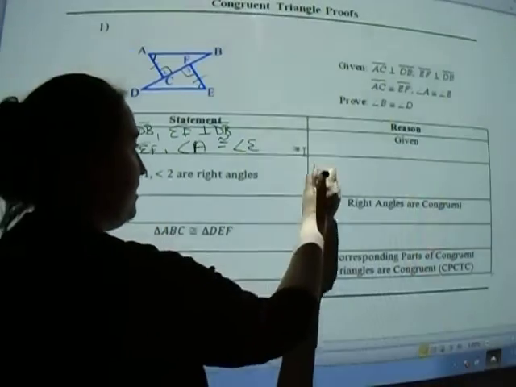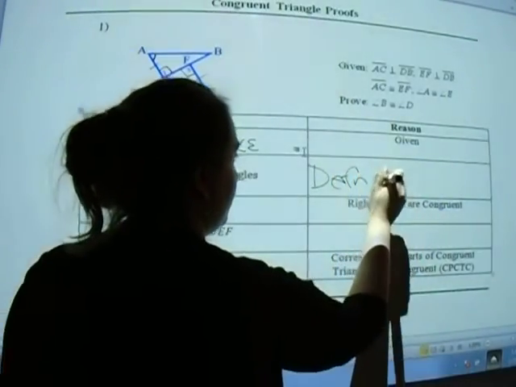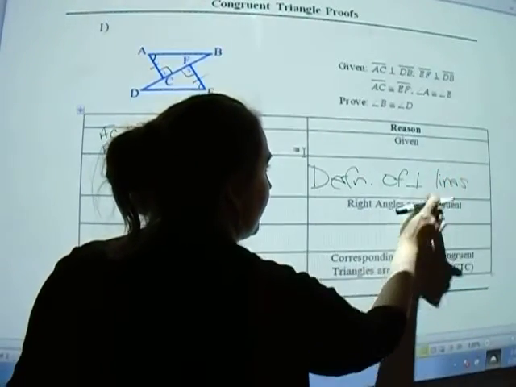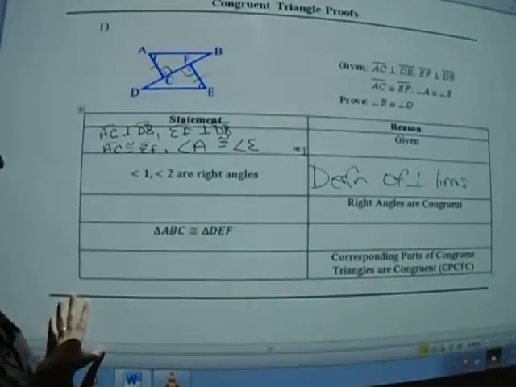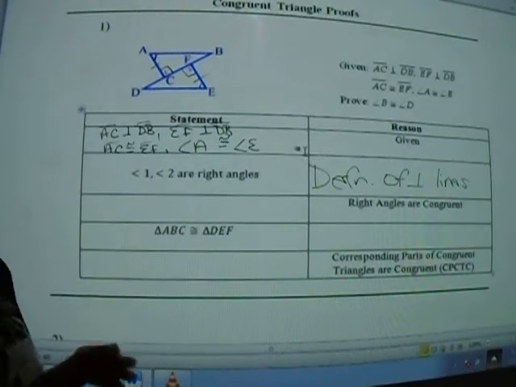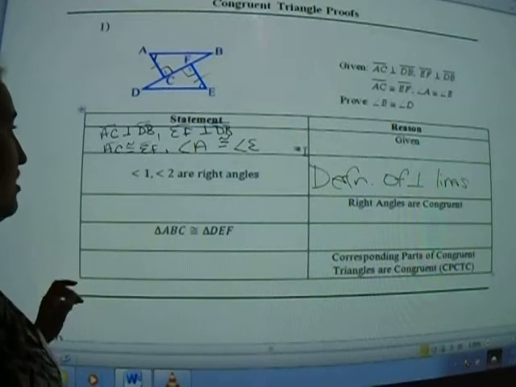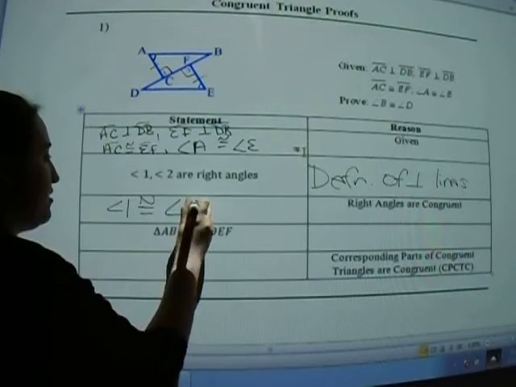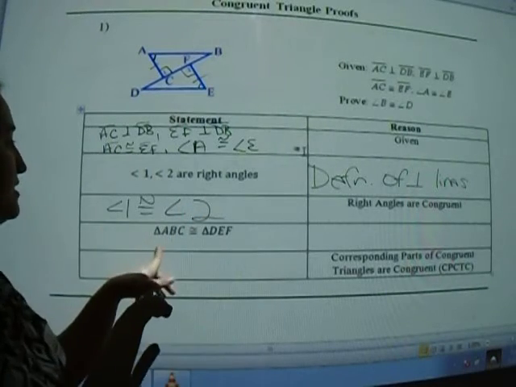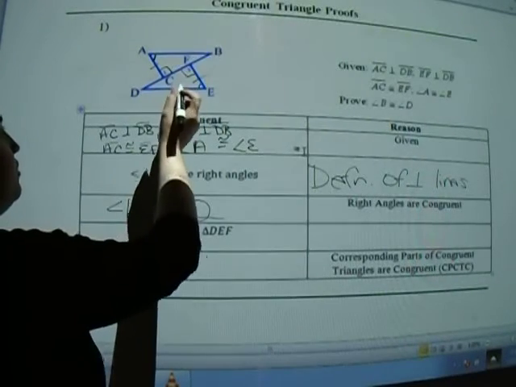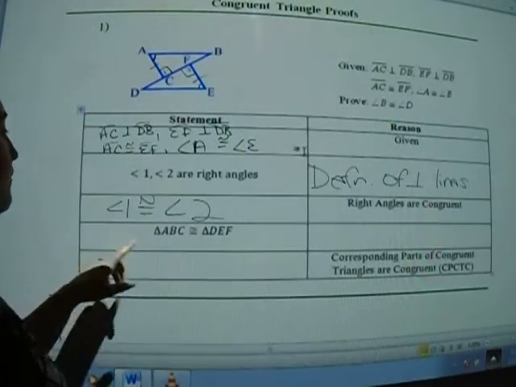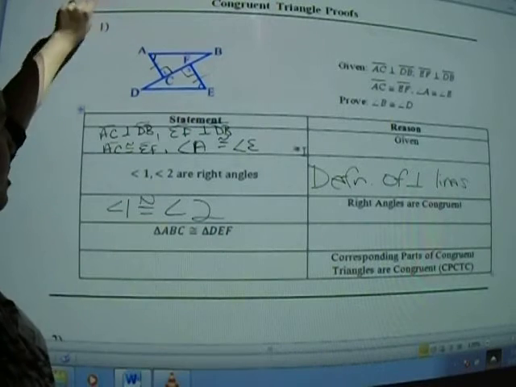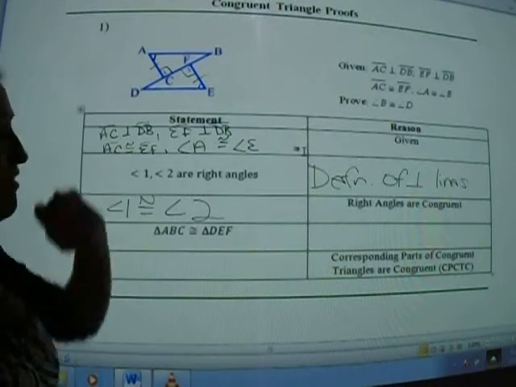We talked about that. That's the definition of perpendicular lines. Okay, that's the perpendicular symbol right there. All right angles are congruent, right? So we know that angle 1 is congruent to angle 2. Finally, we can say that triangle ABC is congruent to triangle DEF because of angle, side, angle, because of that postulate.